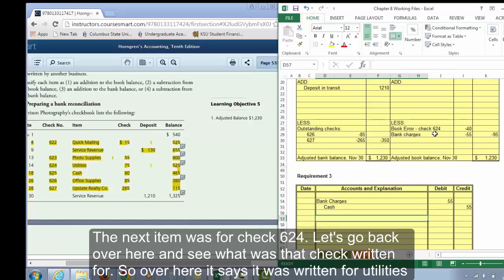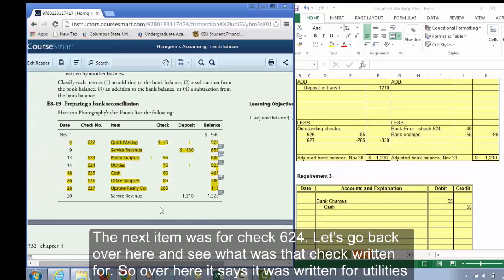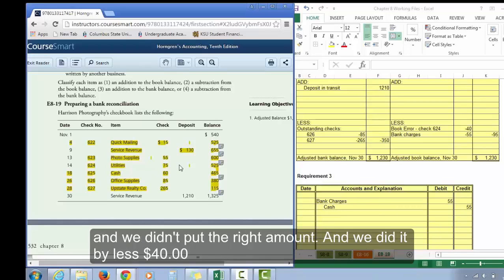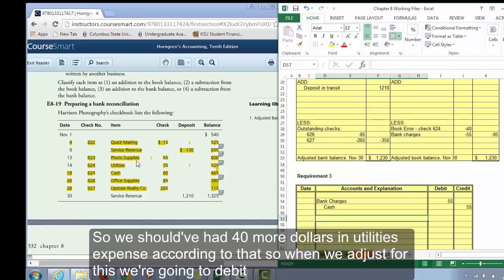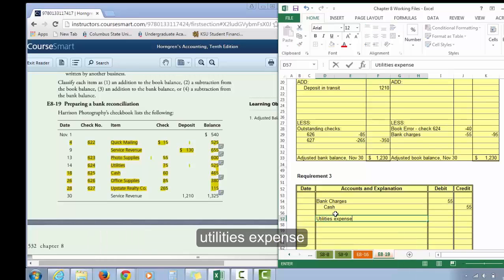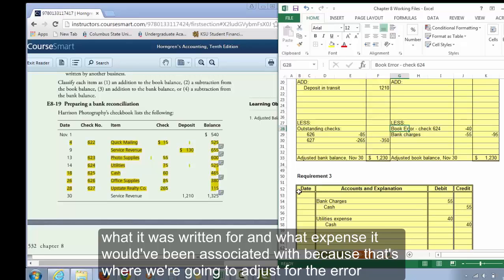The next item was for check 624. All right, so remember, let's go back over here and see what was that check written for. So over here it says it's written for utilities, and we didn't put the right amount, okay, and we did it by less $40. So we should have had $40 more in utilities expense according to that. So when we adjust for this, we're going to debit utilities expense for the $40 and then credit cash. So it's important to go back when we have those errors in a check like that and make sure we know what it was written for and what expense it would have been associated with, because that's where we're going to adjust for the error.